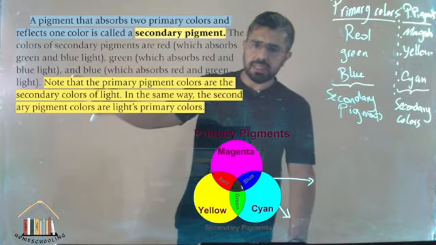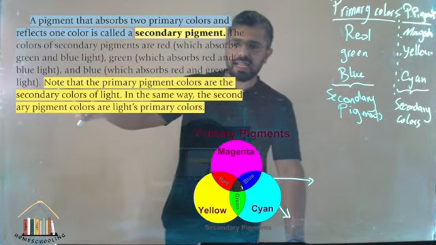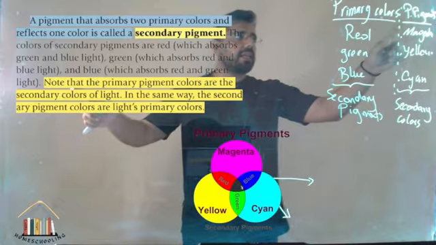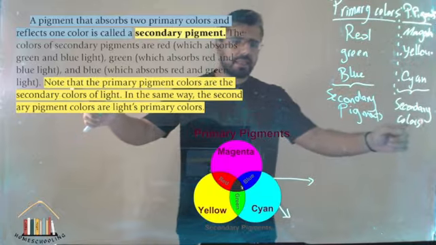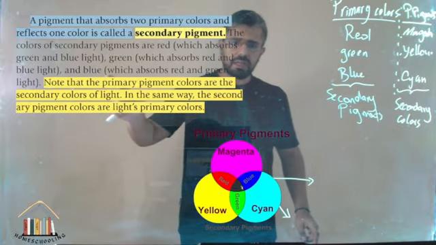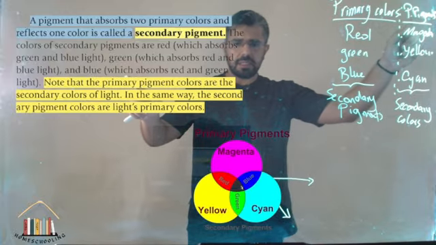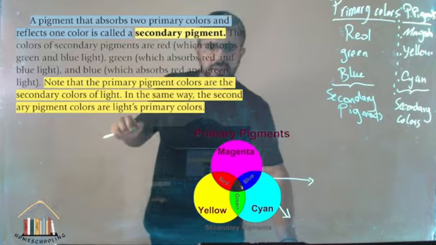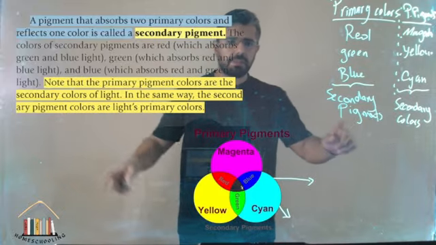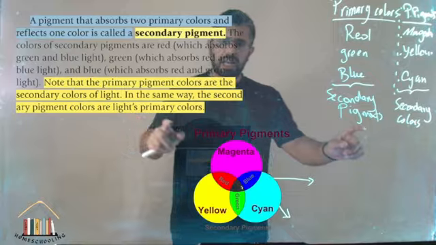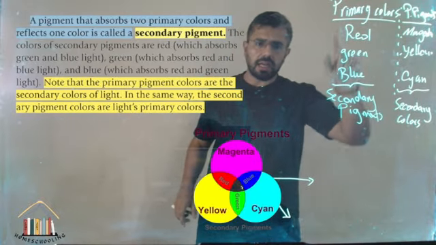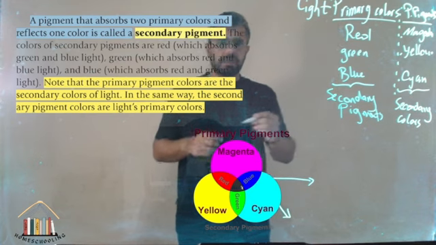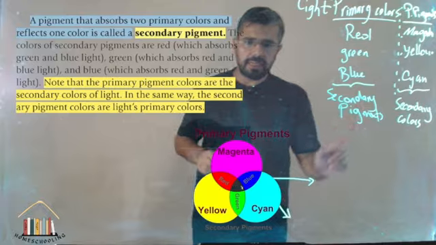for the blue. So let's note that the primary pigment colors are the secondary color light. The primary pigments here are the secondary colors at the same time. In this way, the secondary pigments are light primary colors. So let's add here, light primary color, are also considered as secondary pigments.